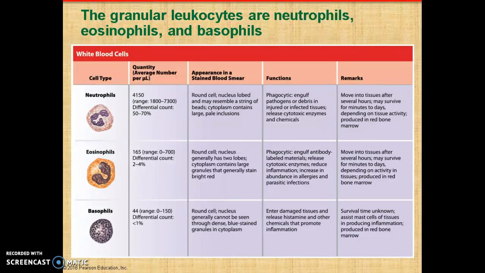Inflammation is when tissue becomes red, warm, sore or painful, and swollen. And this is because of chemicals, the histamine in particular, that causes the capillaries to get leaky. And this allows more flow of particles, nutrients, oxygen, white blood cells to the area. So basophils promote inflammation.